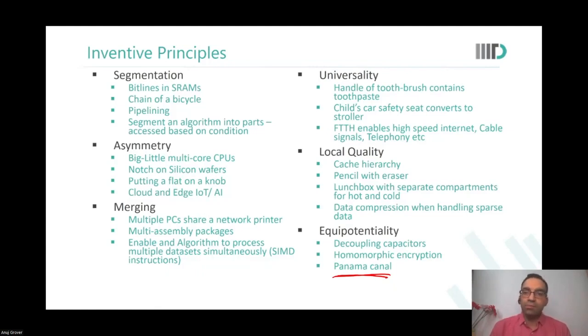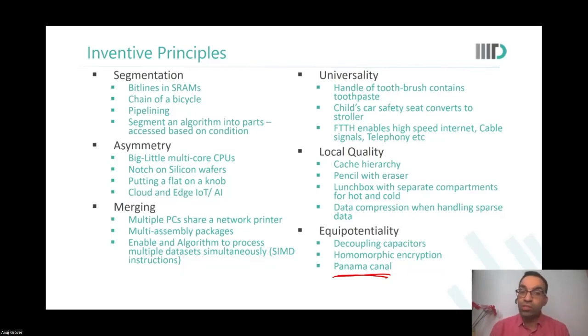Asymmetry. I think we discussed this also, that the CPUs, the application processors that you have in your cell phones, use this big little multi-core architecture. There are 4 big cores and 4 small cores, or 2 big cores and 4 small cores, or 6 small cores, so that you're most energy efficient, but you're also able to get the power to solve big complex problems when you need it. So these are some inventive principles which are very commonly used.